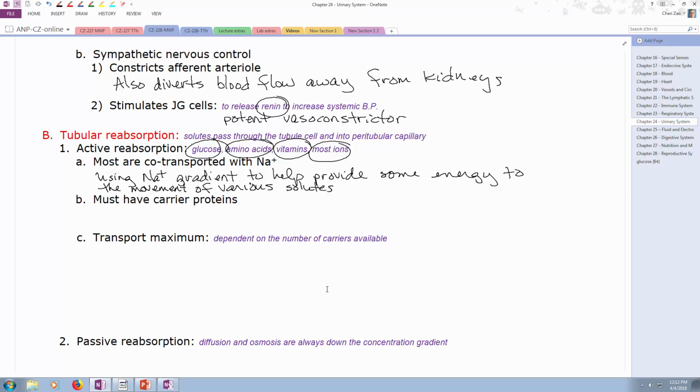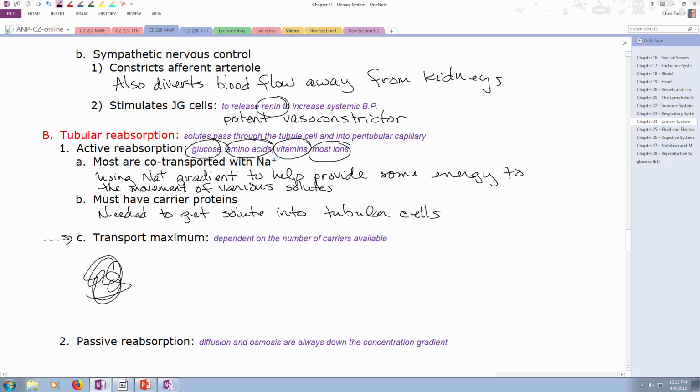This is needed to get solute into tubular cells. What's interesting, we only have so many carrier proteins, and that's why we have this topic of transport maximum. The carriers are transmembrane proteins, obviously with a channel or pore in them to allow the passage of things. And I'm going to draw a goofy glomerulus right here, because it looks like a bunch of squiggles to me when I look at it under the microscope.